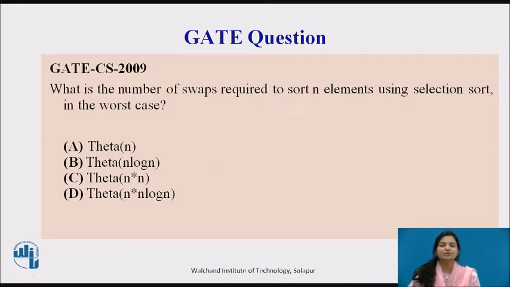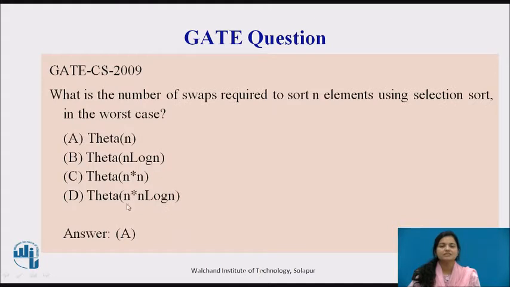First GATE question, 2009. What is the number of swaps required to sort n elements using selection sort in the worst case? The options given are theta n log n, theta n square, and theta n into n log n. So the answer for this is that selection sort requires theta n swaps in the worst case. Now we will see how.